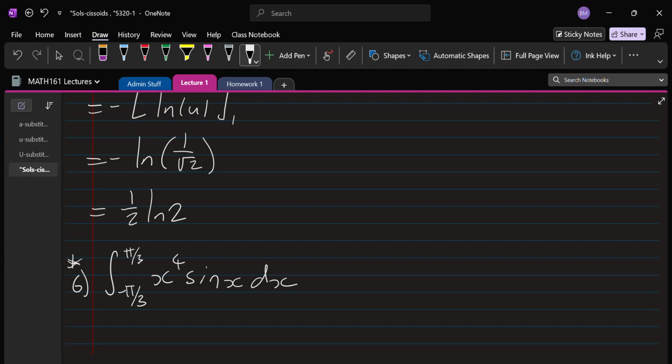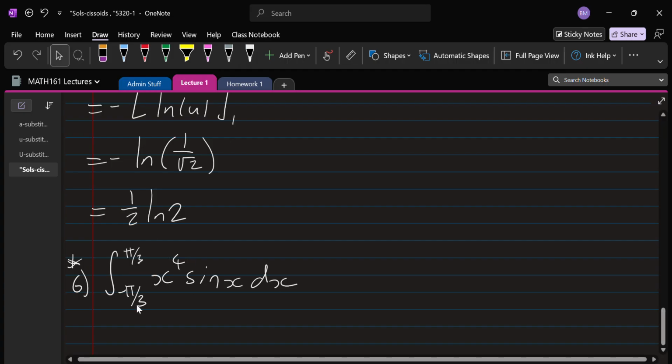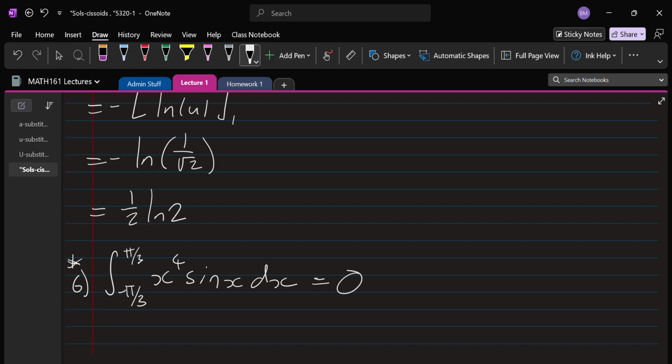But notice that the function is odd. X to the 4 is even, sine of x is odd, the product of even and odd is odd. If you forgot that, go back to our stuff on that. And we're going from minus pi over 3 to pi over 3, like minus a to a. So we've got an odd function over symmetric bounds. It's just 0.